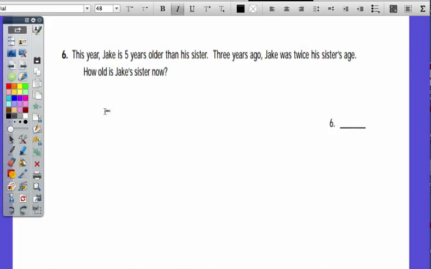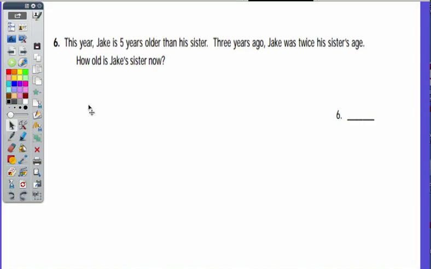All right, last problem on this page. This year, Jake is 5 years older than his sister. 3 years ago, Jake was twice his sister's age. How old is Jake's sister now? This one's a little bit on the weird, tough side, just confusing.